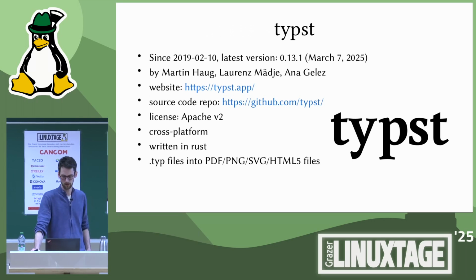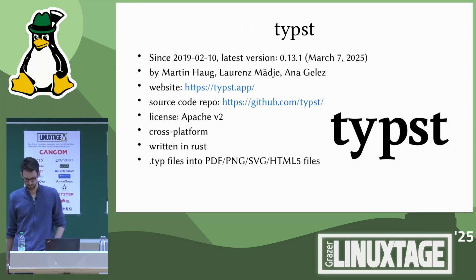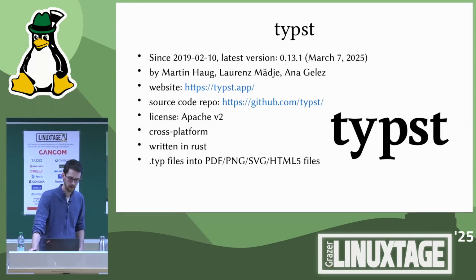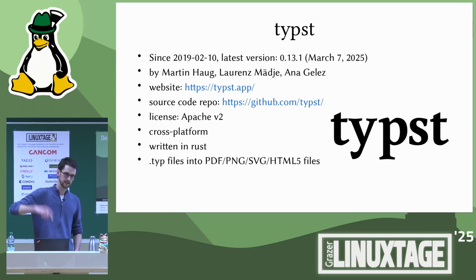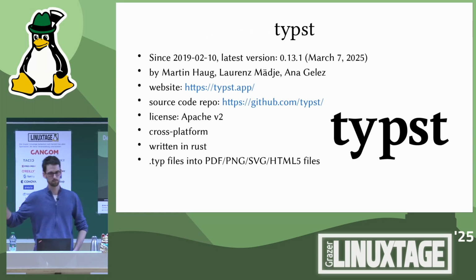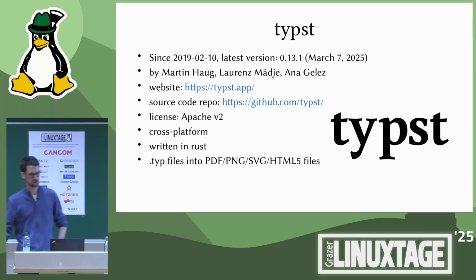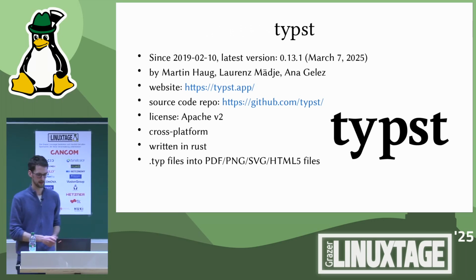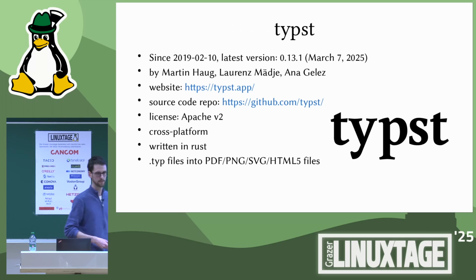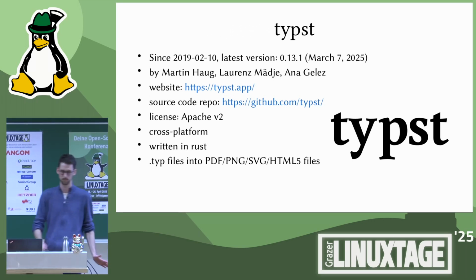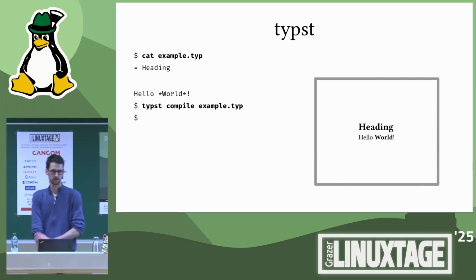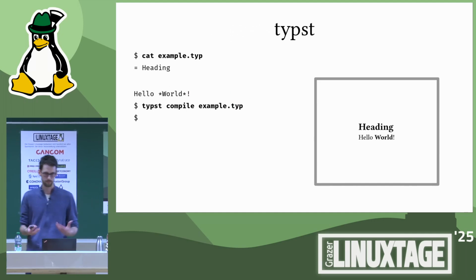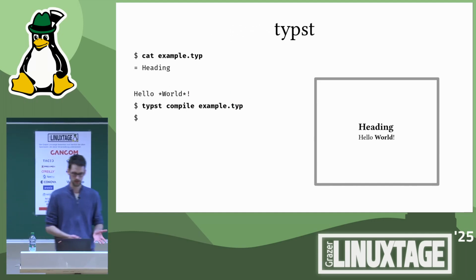And that's also the way how they finance their project in some way. It turns Typst files into PDF, PNG, SVG, HTML files. The main goal is, without doubt, PDF, because that's important for academic publishing. That's what their goal is. They want to target academic publishing.